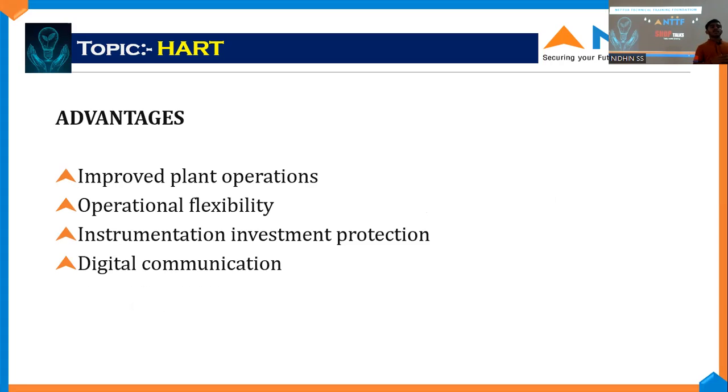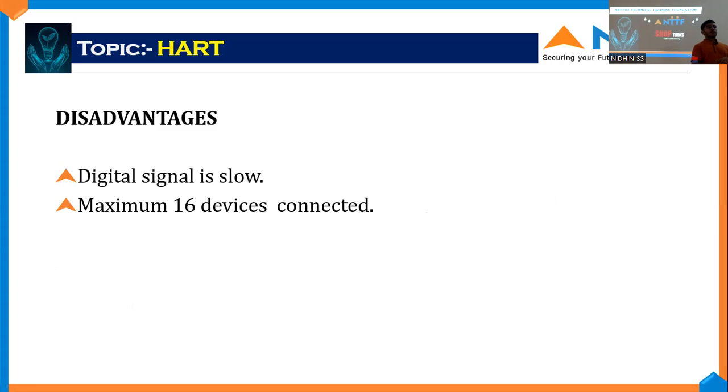Some advantages: improve plant operation, operational flexibility, instrumentation, investment, and production, digital communication. Some drawbacks are there. Digital signal is slow. Maximum 6 devices can be connected at one time.